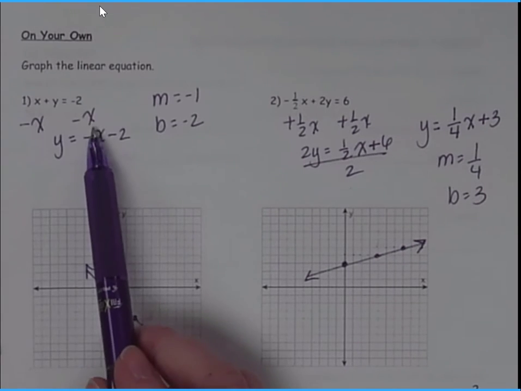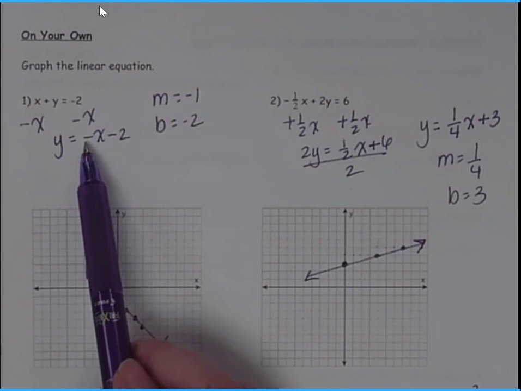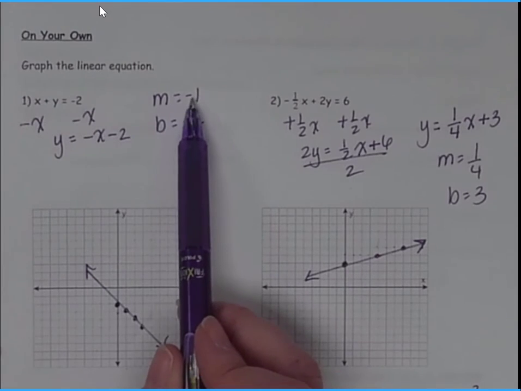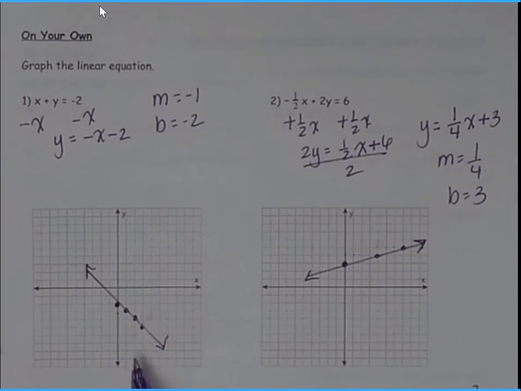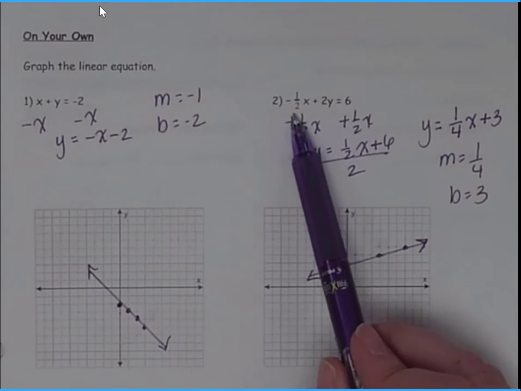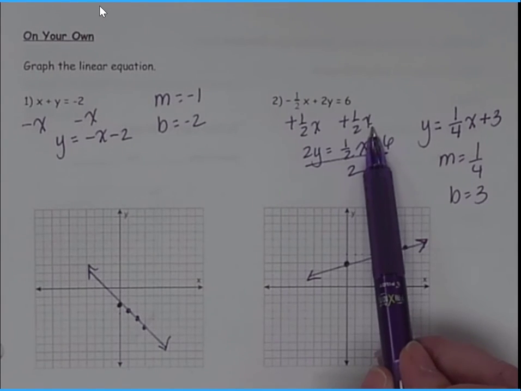So first one, subtract x from both sides. Y equals negative x minus 2, so my slope's negative 1. B is negative 2. Start at the y-intercept, negative 2, down 1, over 1, down 1, over 1, down 1, over 1.